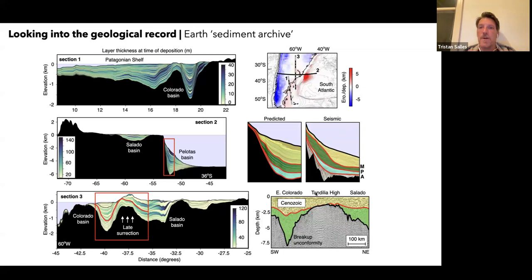to change a bit the paleogeography, and potentially have this Tandilia high happen a bit earlier in the reconstruction. So this shows basically an idea of how you could use this simulation to improve on the paleogeographies that are available.